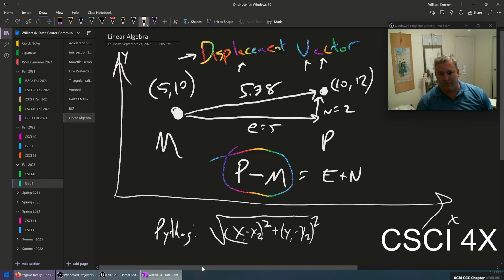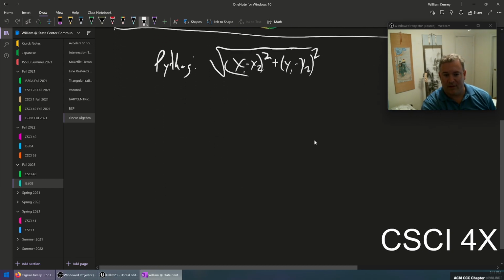So we've got our displacement vector, and there's a couple things we can do with it. First, we can take the length. Option number 1, give me the length, which is the Pythagorean theorem. The other thing we can do is normalize it.